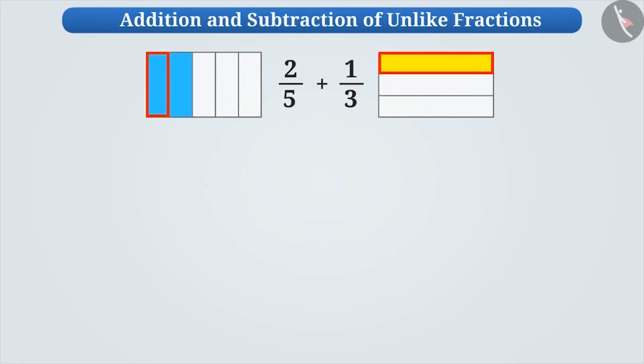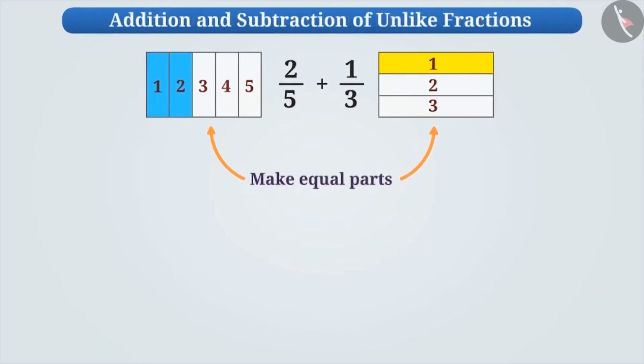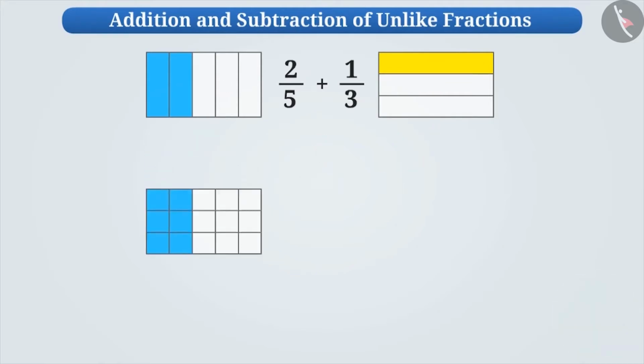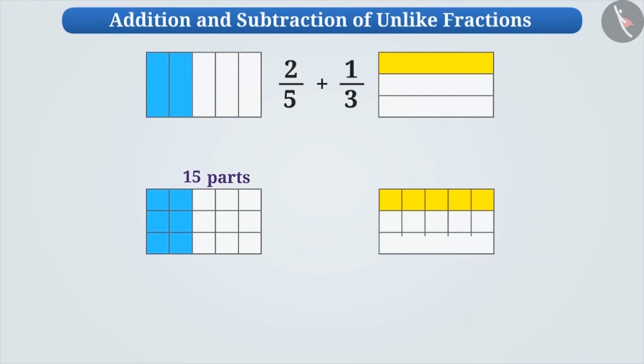Since the size of the parts is not equal, we cannot add them directly. If we make the number of parts equal, then the size of the parts gets equal automatically. So let's make the number of parts equal. Can you think of a way to do this? Let me tell you. If we divide each of these 5 parts into 3 parts, then the total number of parts will be 15. Similarly, if we divide these 3 parts into 5 parts, then too we get 15.